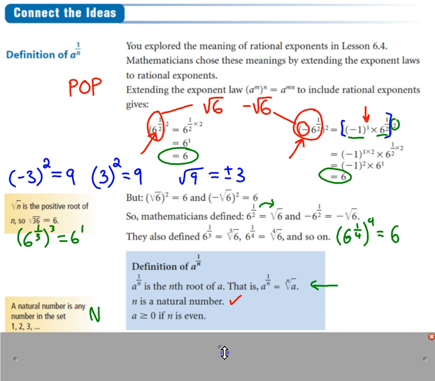The other condition is that the base itself has to be 0 or more if n is even. Now, that one is kind of a special case. I don't think we're going to need to go any further with that condition, because all the bases that we will use in our examples are going to be positive anyway. So for our purposes, let's just simplify that and say a is a positive value.